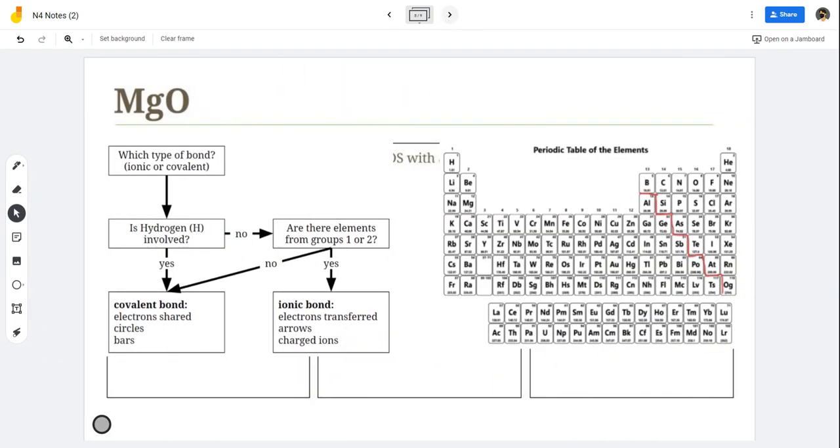The last one we're going to look at today is with magnesium and oxygen. So magnesium is in group 2, and oxygen is in group 16. So when we ask what type is it, is hydrogen involved? And the answer is no, neither of these is hydrogen. So I'm going to ask this question. Are there elements from group 1 or 2? And the answer is yes, because of magnesium. So because there is a group 2 element, we're going to be drawing an ionic bond.